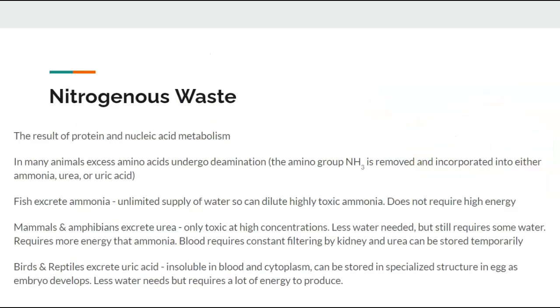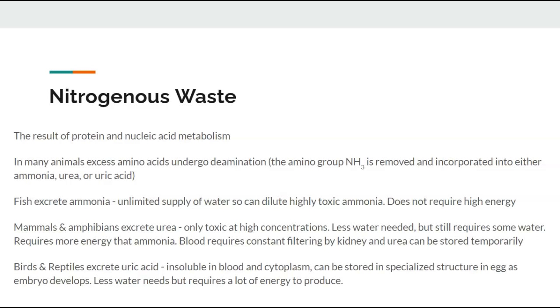All right, so different types of nitrogenous waste. I told you that our nitrogenous waste is urea, but the different types of nitrogenous waste are a result of protein and nucleic acid metabolism. So in lots of animals, too many amino acids undergo deamination, where the amino group is removed and incorporated into either ammonia, urea, or uric acid.